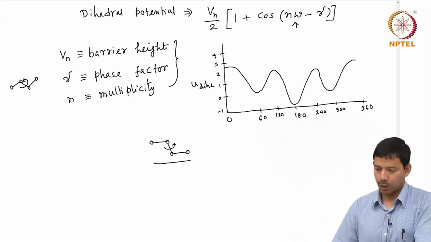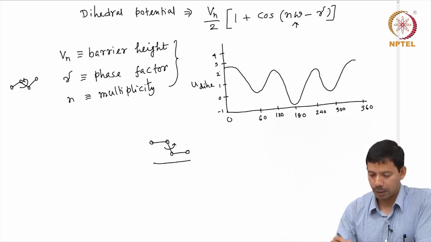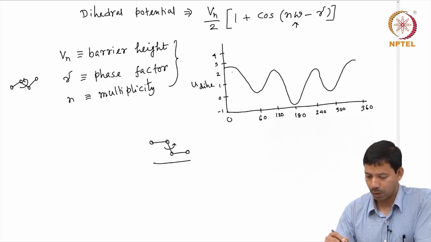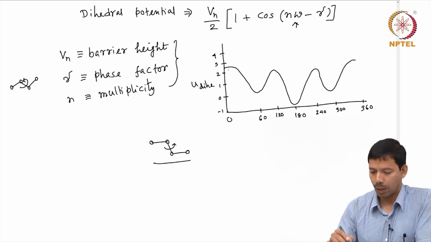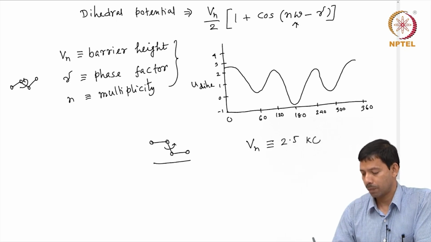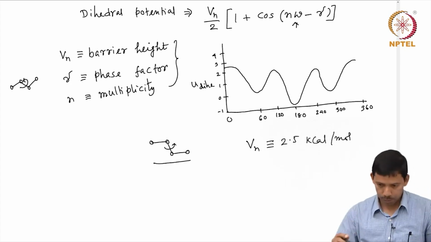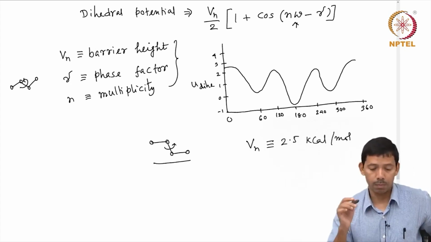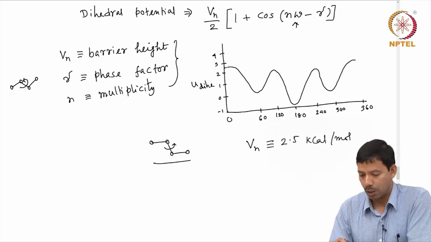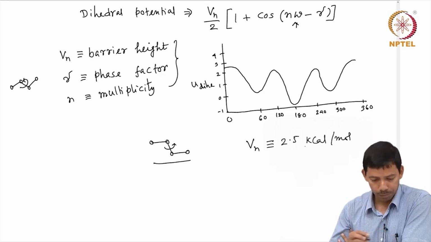So what is n? What is Vn? Vn is the barrier height. So if this is my 2, here Vn is the barrier height, which is the maximum energy the rotation has to cross. So the highest energy here is 2.5. So Vn is the barrier height, which is 2.5 kilocalories per mole.